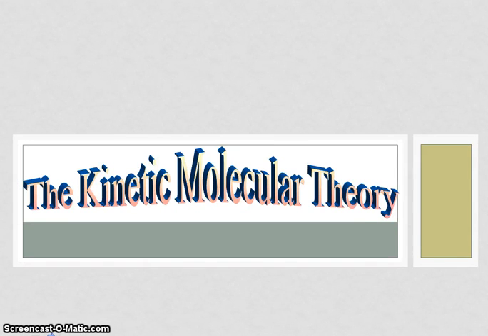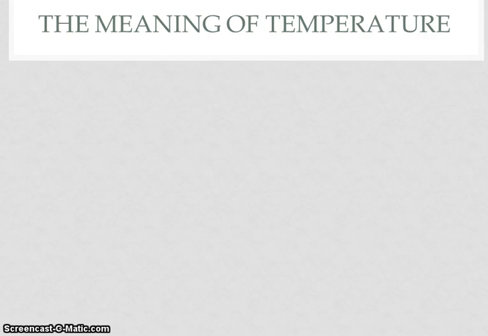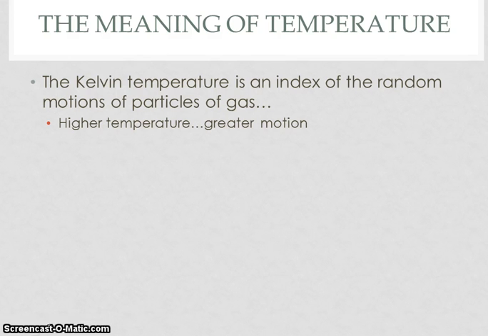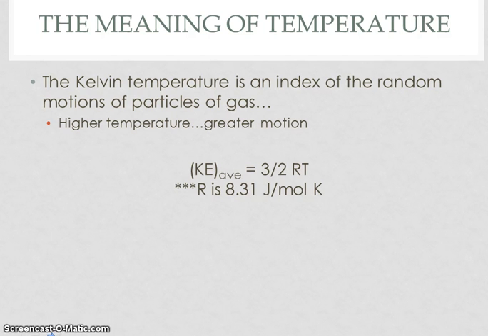The kinetic molecular theory. We want to discuss the meaning of temperature. When we talk about temperature, the Kelvin temperature is an index of the random motion of particles in a gas. So the higher the temperature, the higher the average kinetic energy of the particles, and the greater their motion. So here's an equation that enables us to relate the average kinetic energy of particles in a gas sample. And that's 3/2 RT, where R is going to equal 8.31 joules per mole Kelvin.